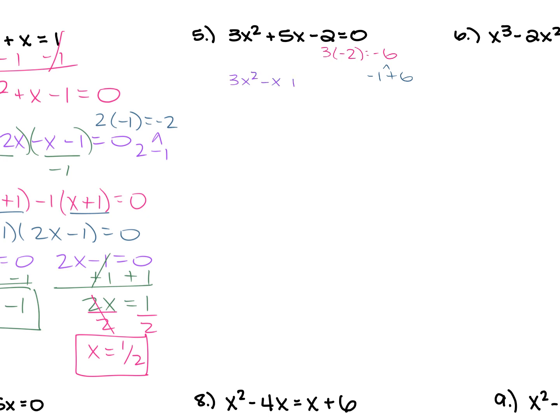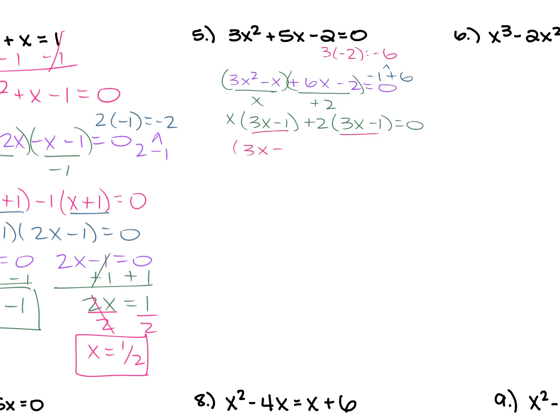So this is going to give us 3x squared minus x plus 6x minus 2 is equal to 0. We're going to factor this by grouping. Factor out an x from the first, factor out a 2 from the second. That's going to give us x times 3x minus 1 plus 2 times 3x minus 1 is equal to 0. Two parentheses are identical, so that's 3x minus 1 times x plus 2 is equal to 0.